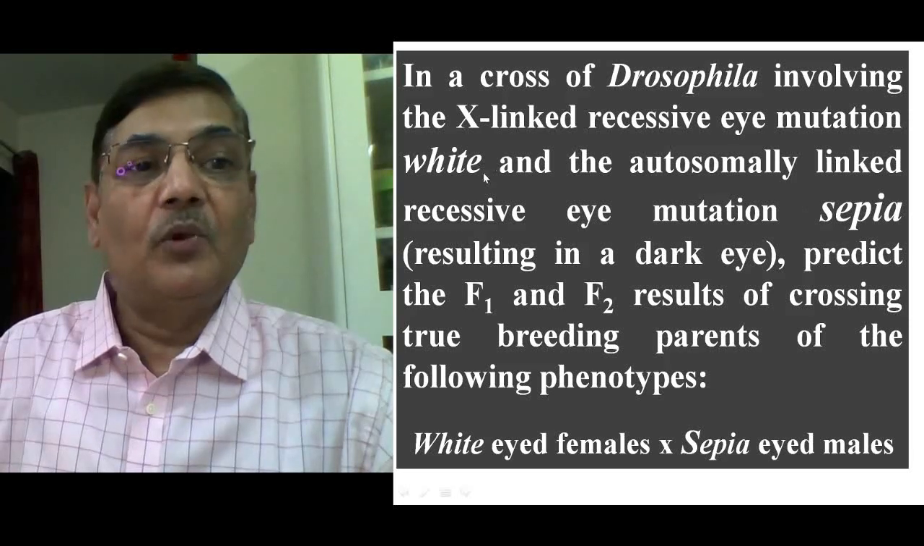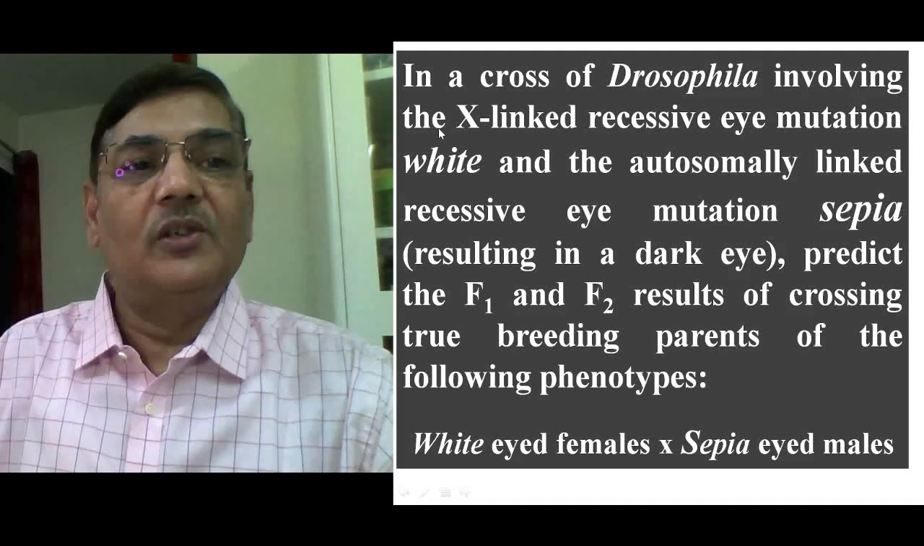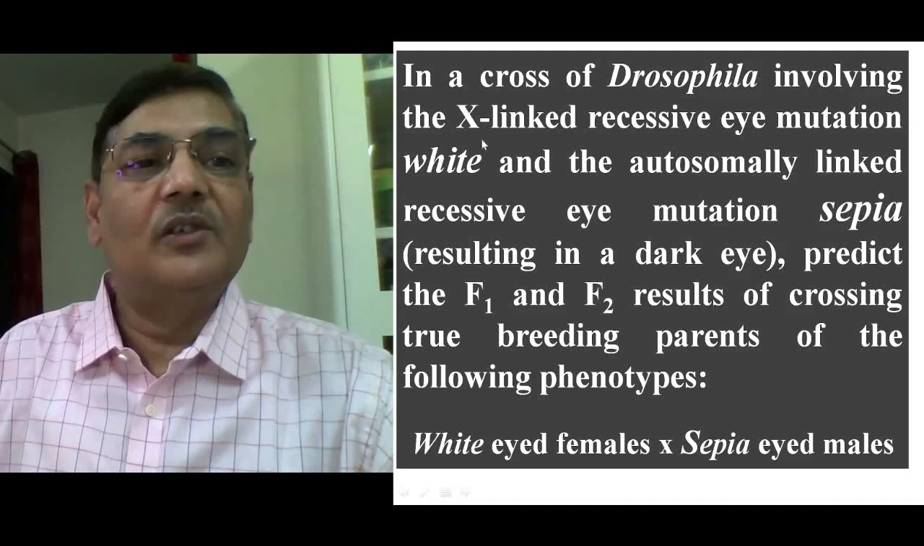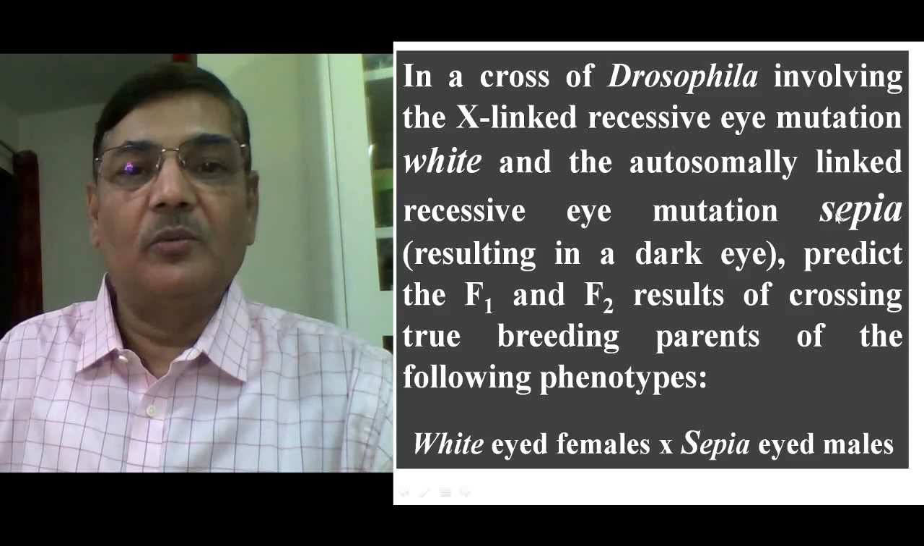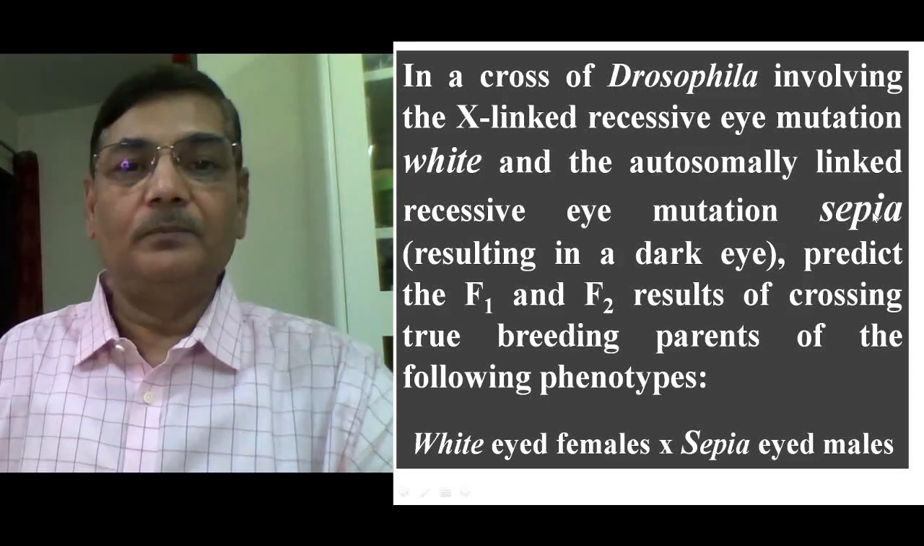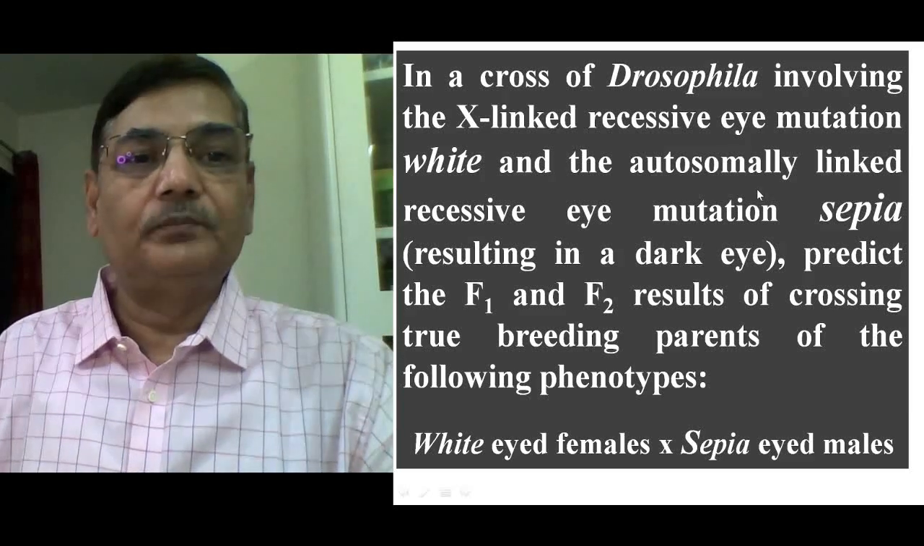And the other point is that this white eye phenotype is actually epistatic to the sepia. Okay, so this is epistatic to sepia. This is epistatic even to the red eye color, which is caused by the gene locus present on the third chromosome, and that causes sepia eye color. So with this concept, you can solve this question.